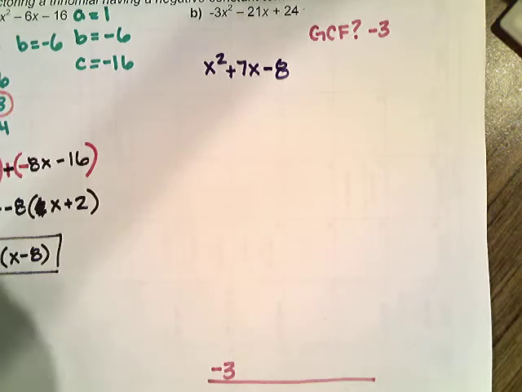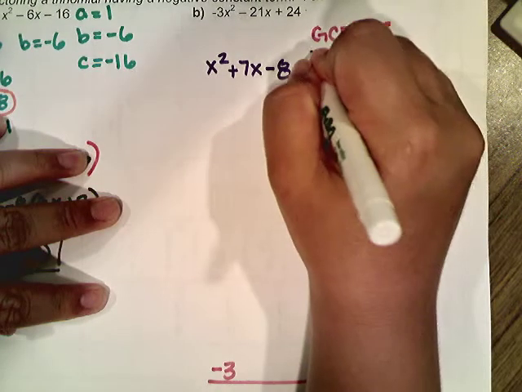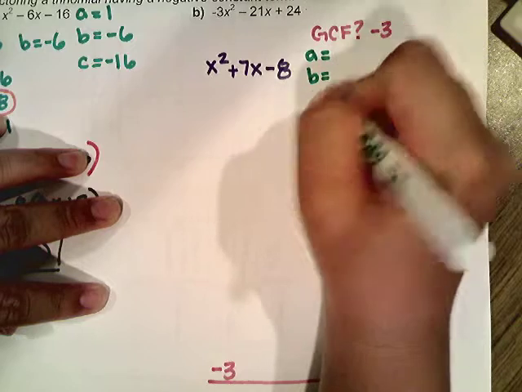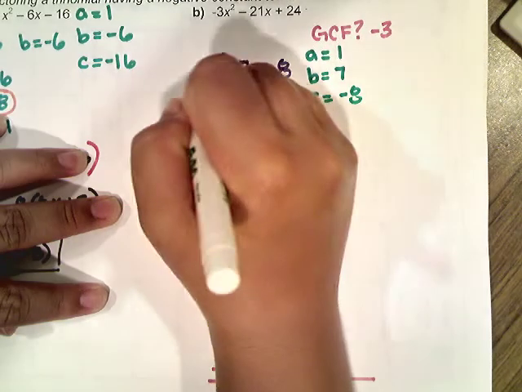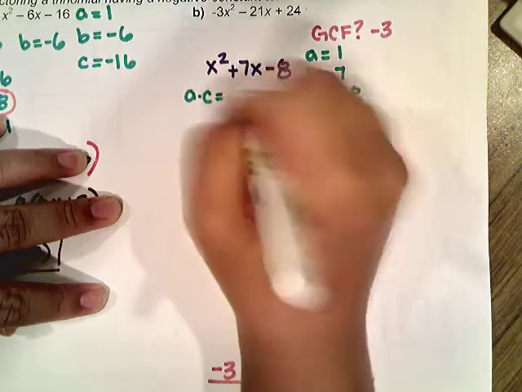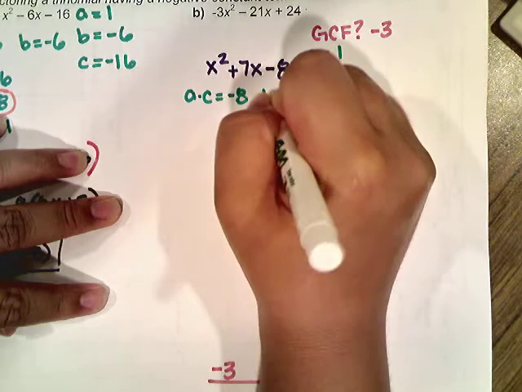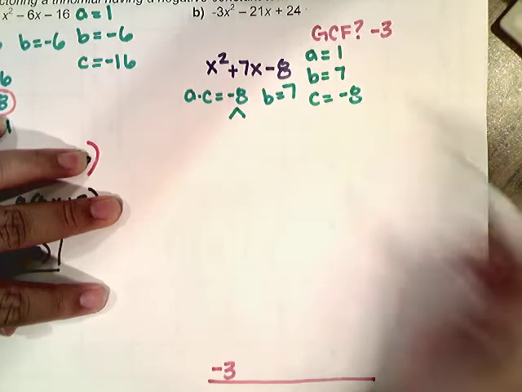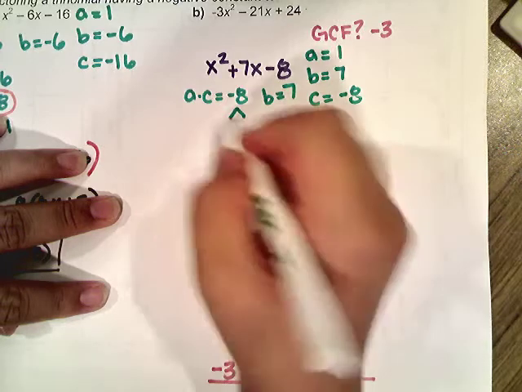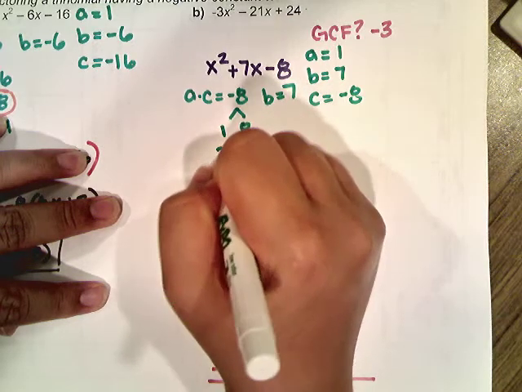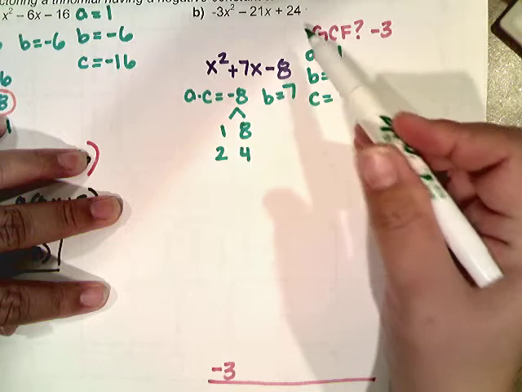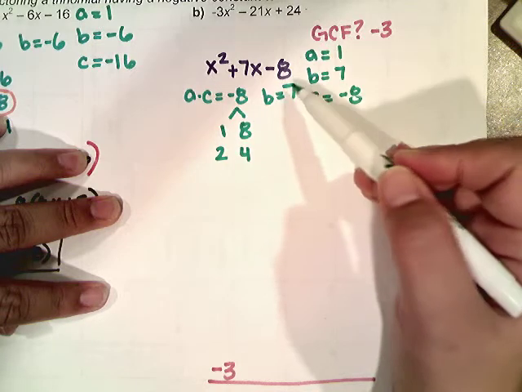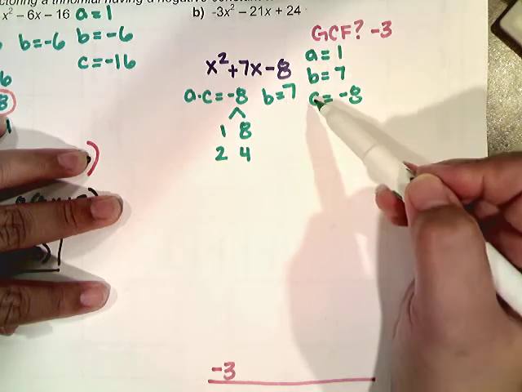And just like before, we now identify our A, B, and C as 1, 7, and negative 8. We multiply A times C as negative 8, B is 7. We find our factors of 8, which are 1 and 8, and 2 and 4. We want to find our signs. Remember, when we're looking at our signs, we don't go back to the original. We go right back to the one that we found the A, B, and C for.